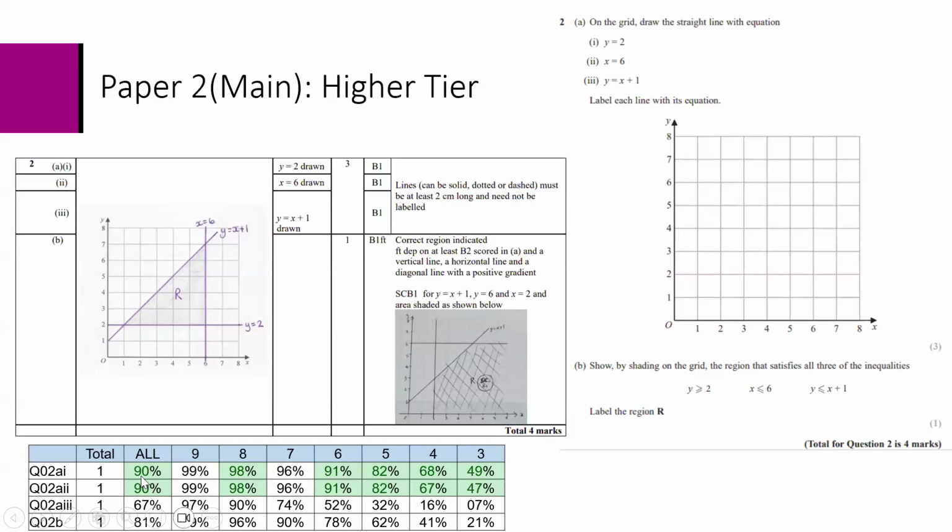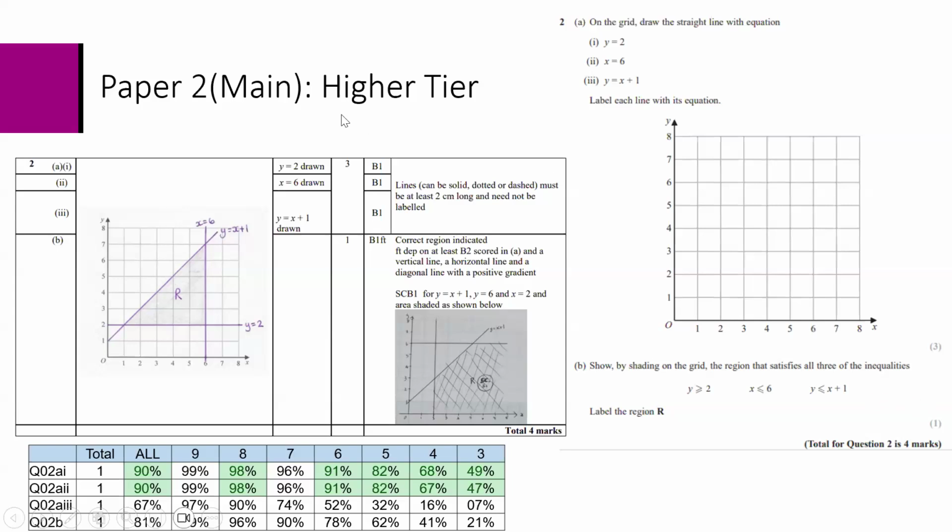90% of students, which is really nice, could plot the line y = 2. 90% of students could plot the line x = 6, which I think is really refreshing and a step forward. But only two thirds of pupils could actually plot the line y = x + 1. And I think that's quite insightful. The examiners did allow follow-through from the lines they were producing, and we know students find linear programming hard, but 81% of students could, from the lines they had drawn, identify the correct region. And I think that's exceedingly tricky.